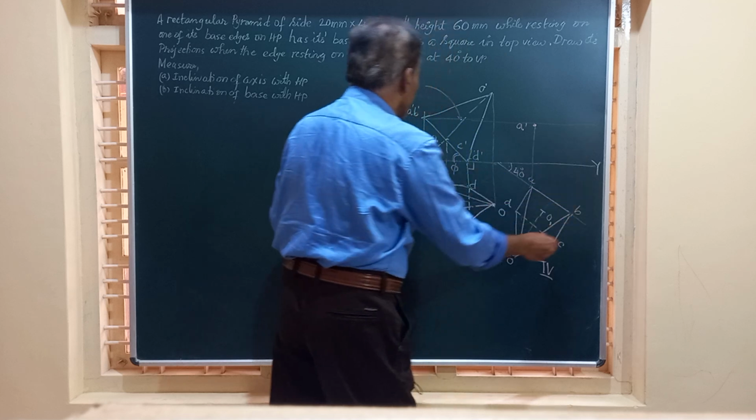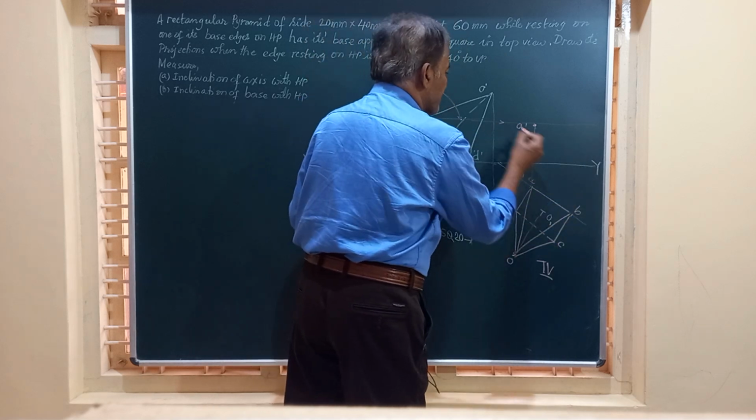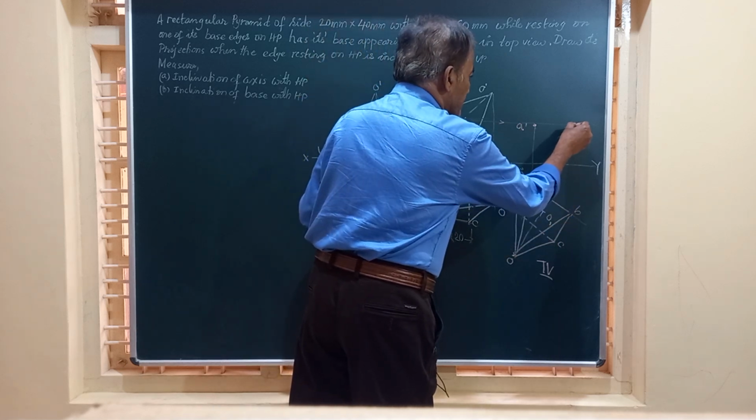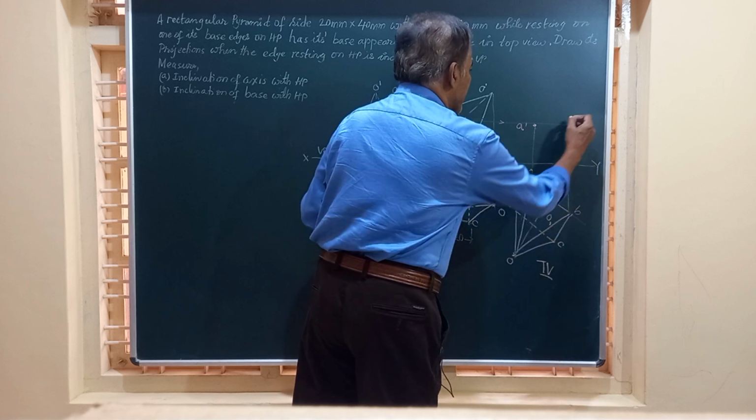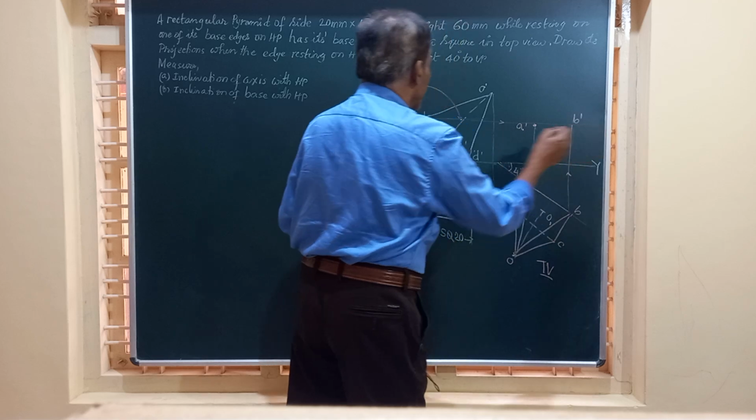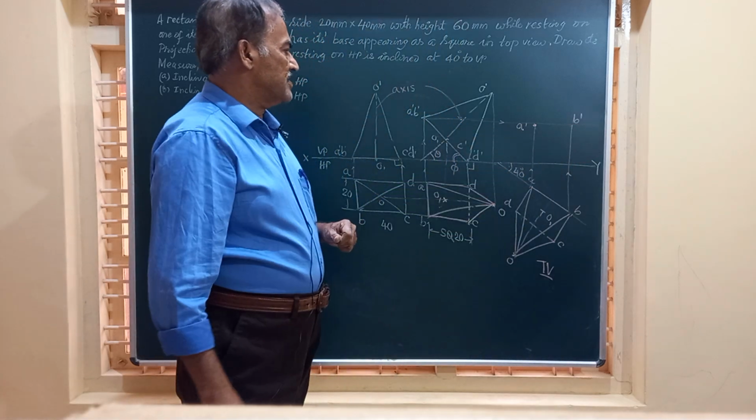Draw a vertical line from B and a horizontal line from B dash. The point where those two intersect is going to be the point B dash. So we have got A dash, B dash lying on this line.